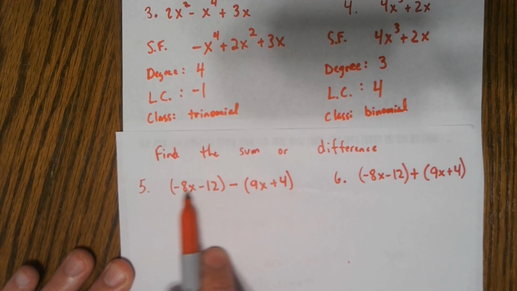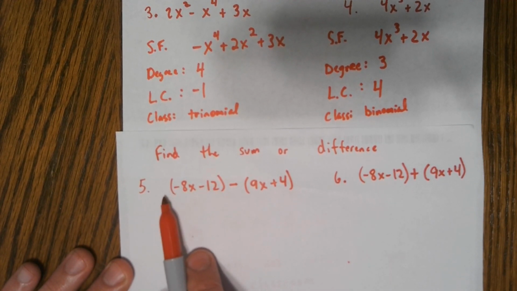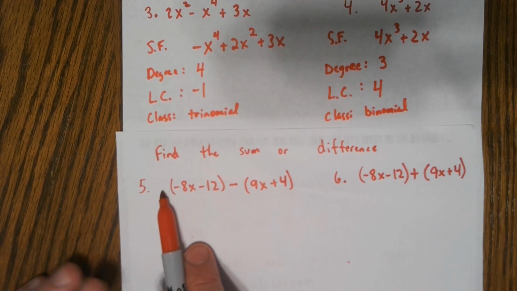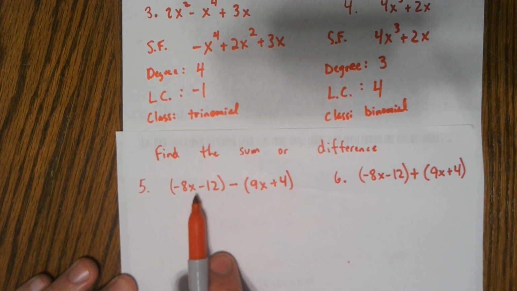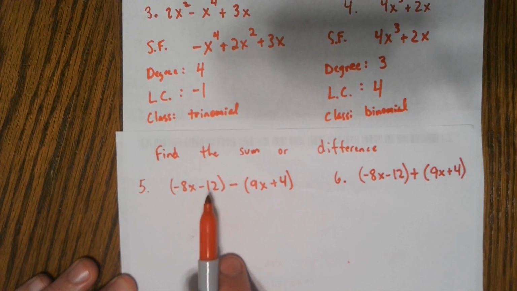So I look at this first polynomial here, or this first set of parentheses. It's invisible, but there's a 1 in front of that. And if I multiply a 1 by this, it's going to stay exactly the same. So nothing changes, so I don't need to distribute a 1.